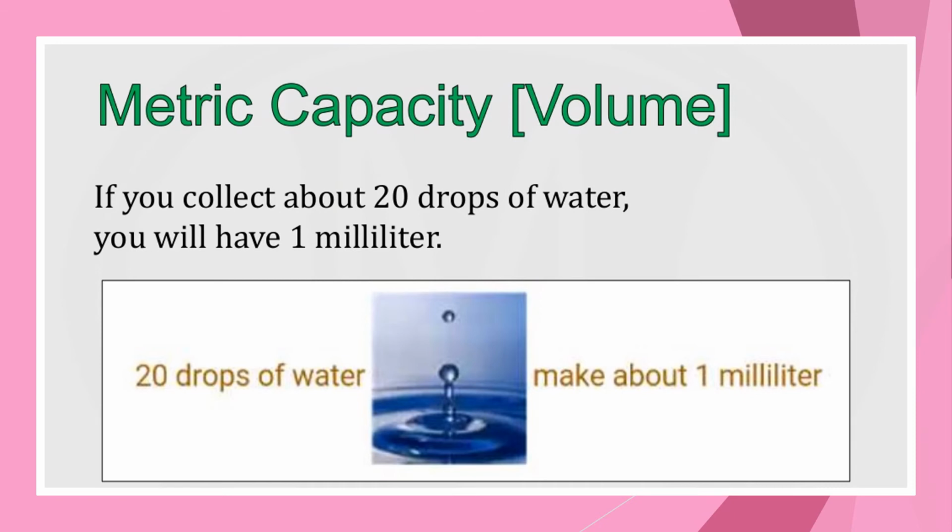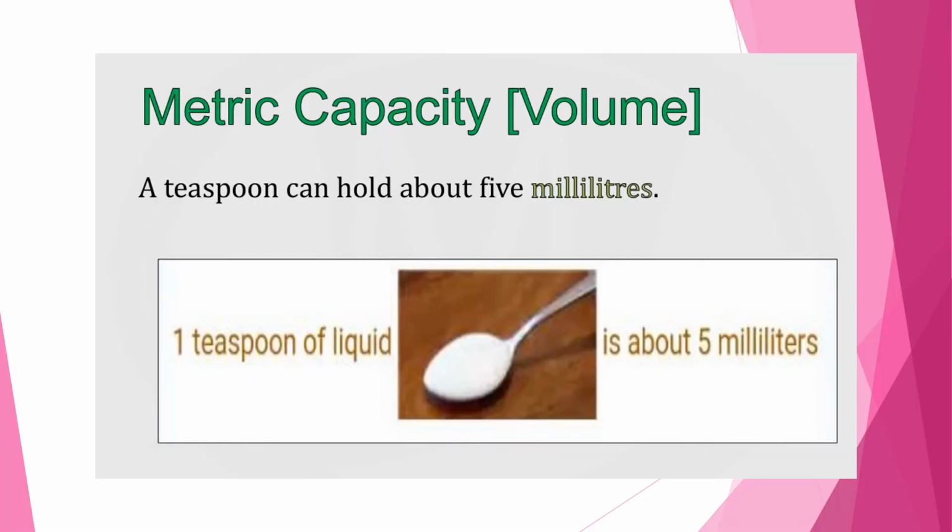If you collect about 20 drops of water, you will have 1 milliliter. Did you know that? Okay, so about 20 drops of water will give us 1 milliliter. A spoon can hold about 5 milliliters of liquid, like we can see in this picture. So a spoon can hold about 5 milliliters of liquid.